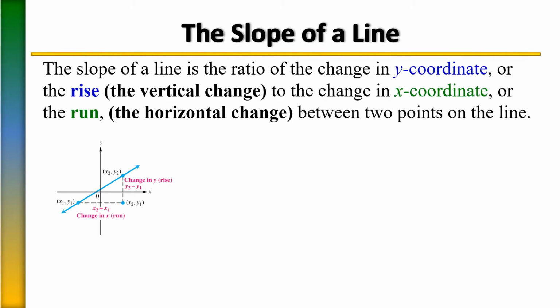Let's begin by defining what the slope of a line is. The mathematical definition of the slope of a line is the ratio of the change in your y-coordinate, which is the rise, the vertical change, to the change in your x-coordinates, the run, the horizontal change between 2 points on a line. So simply put, the slope is nothing more than a measurement of the steepness of a line.